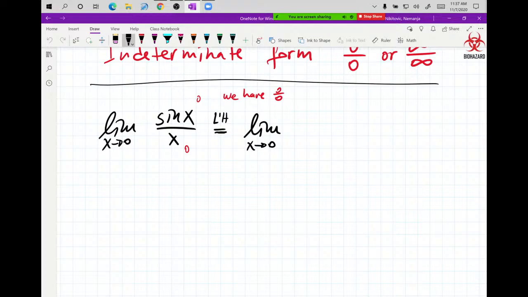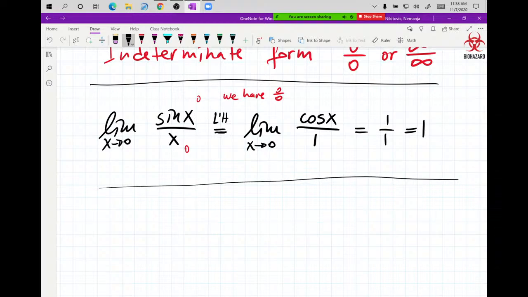So now when I take the derivatives, I get cosine x over 1. Now, these are independent derivatives. This is not a quotient rule. These are just independent derivatives that have nothing to do with the quotient. And now we can try and plug in again, and now we get 1 over 1, which is 1. And this is how we obtain the value of 1 going through this.